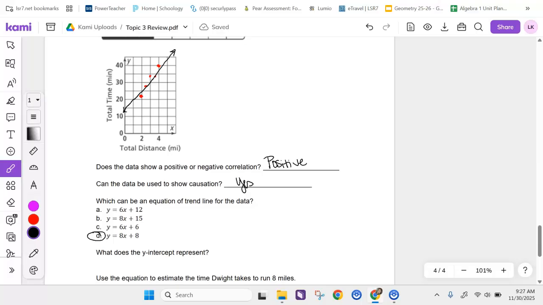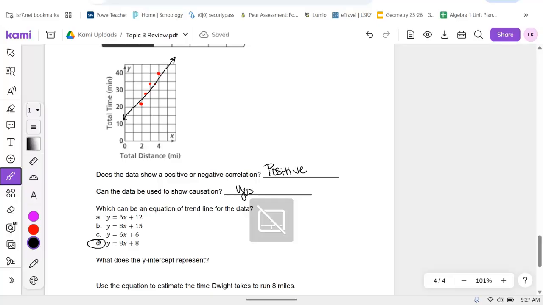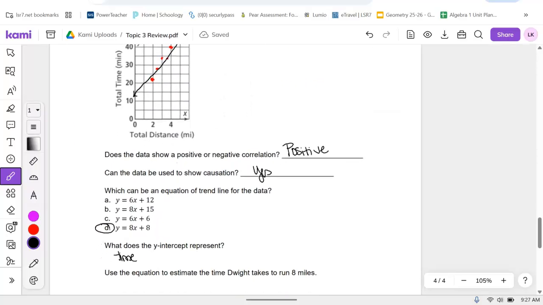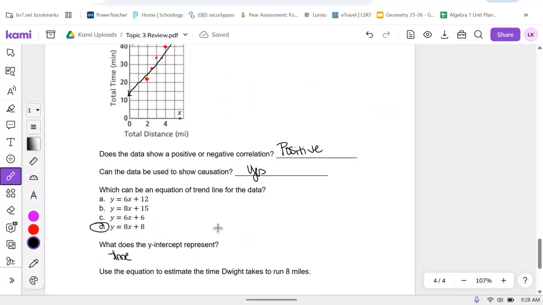What does the y-intercept represent? Well, let's look at the question again. It says, each day Dwight exercises by first doing sit-ups and then running. So this is after he's ran 2 miles, the 23 minutes. But that does not take into account the time it took him for sit-ups. So the y-intercept is the time it took Dwight to complete his sit-ups.